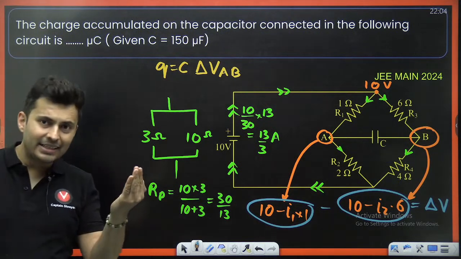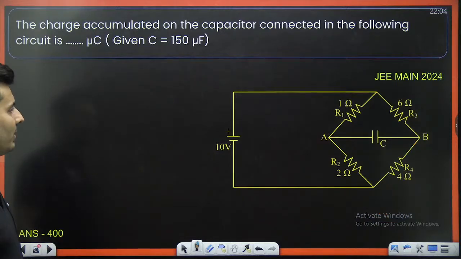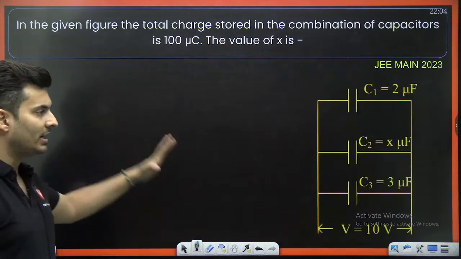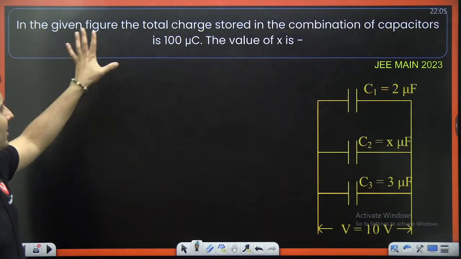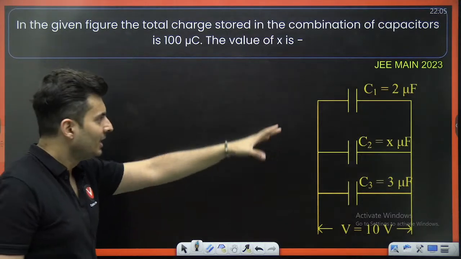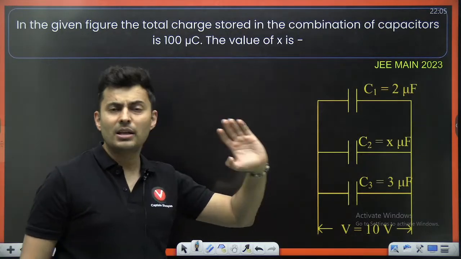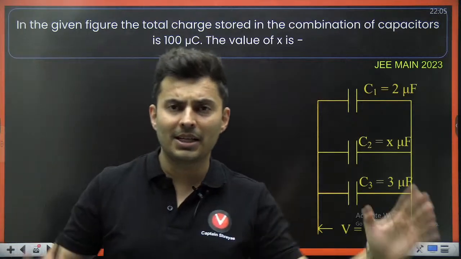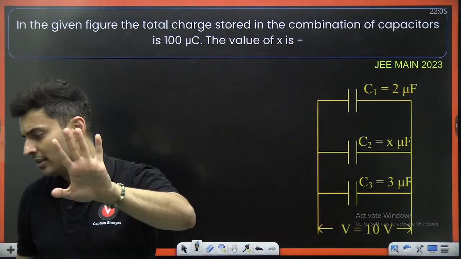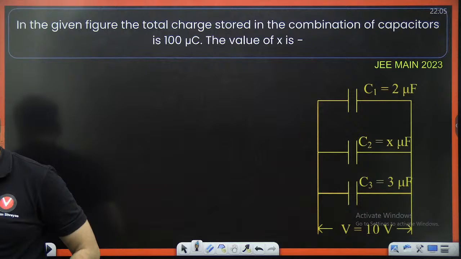Understood? So it's quite a lengthy process, but doable. It takes some time. You can definitely do it. Another simple question which came in JEE. Combination of capacitors. You can see not many complex questions are coming. It's direct series parallel. It's like JEE has lost its charm.